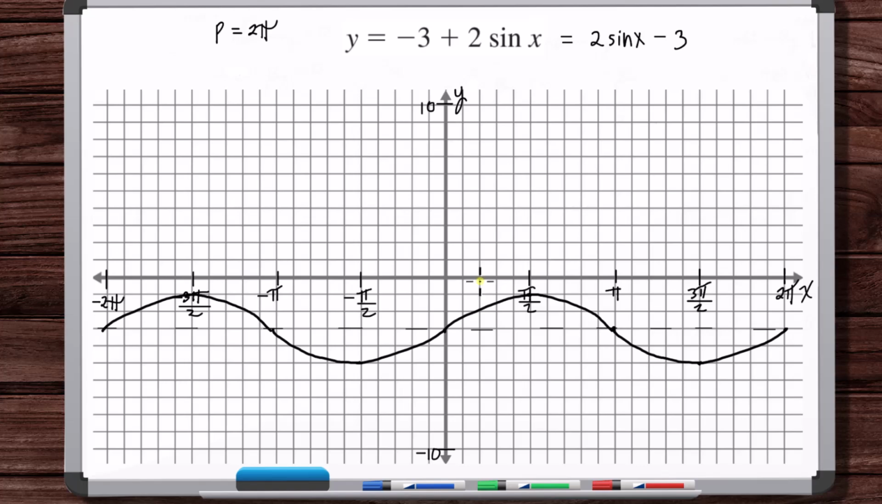So again, the period is still just 2 pi, amplitude 2, frequency all the same, and the difference is this mean y value that the amplitude is oscillating between has been shifted down 3. That's the property that has changed here.